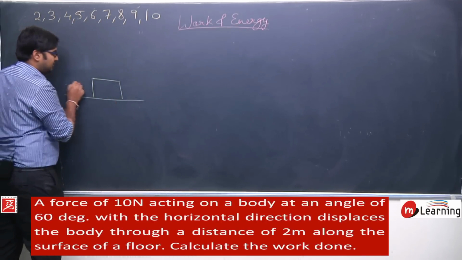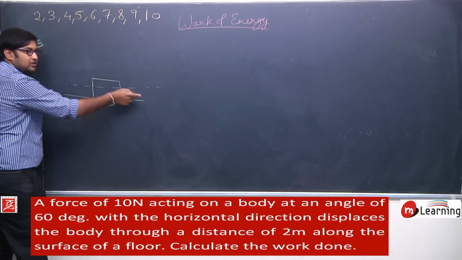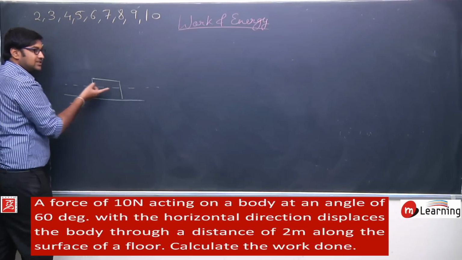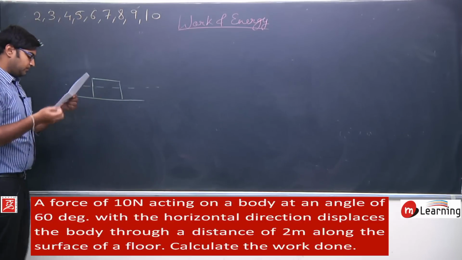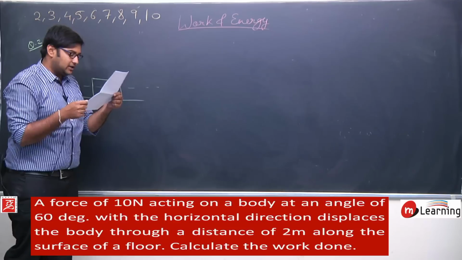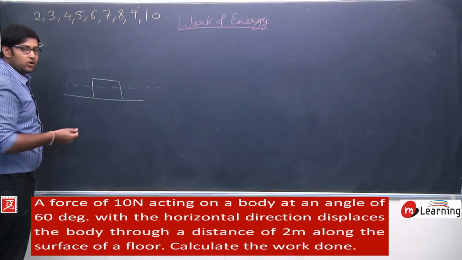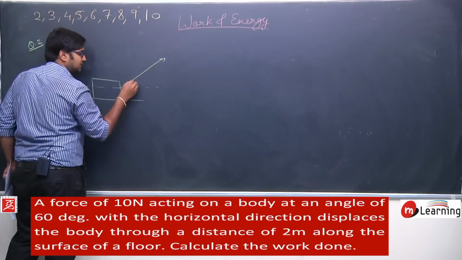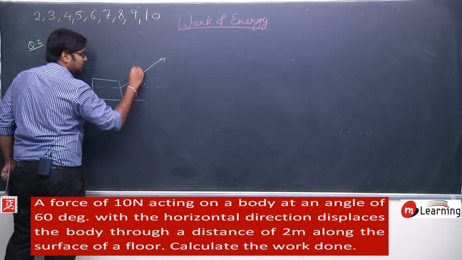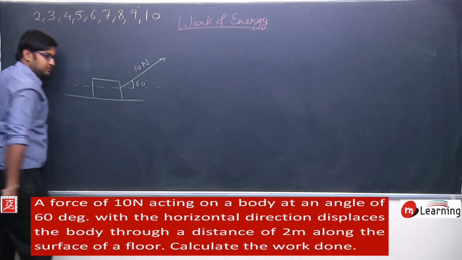So basically this is the horizontal line, and the force is acting at 60 degrees on the horizontal so that it can displace the body. What I can see is that the force is applied like this, at 60 degrees with the horizontal, and this force is of 10 Newtons.